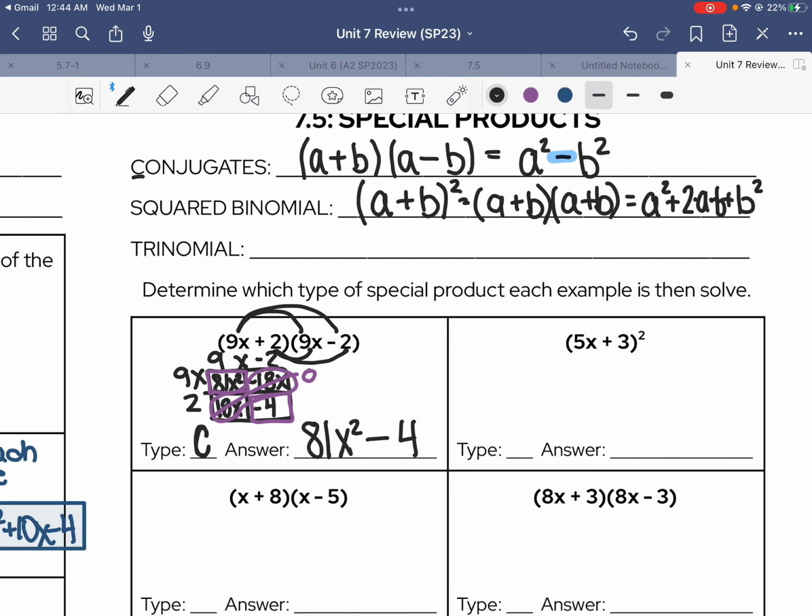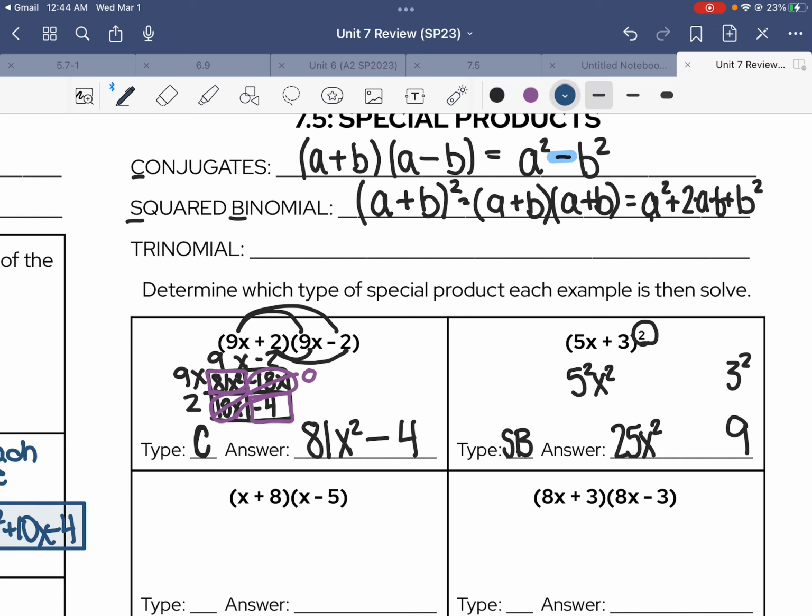So, for example, the second one has this little power of 2. That means it's a squared binomial. I'm going to write it as SB. And I need to square the first one. So 5 squared and x squared. Well, 5 squared is 25. And then I know the last number is going to be 3 squared, which is 9.